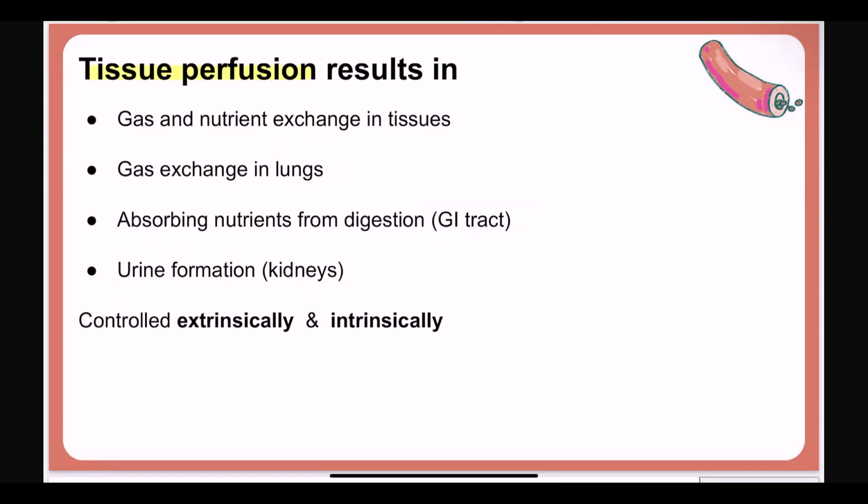So it's controlled in two major ways. First, we control it from the outside. That's called extrinsically. Something that's extrinsic is on the outside. This is usually the nervous system. Usually. But it's like outside of the blood vessel, okay? And then intrinsically is from the inside. So that's the blood vessel itself.